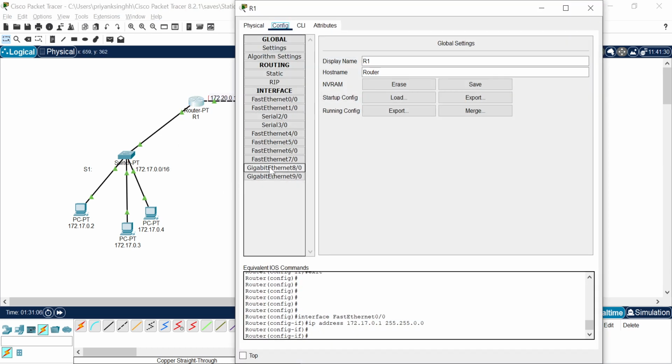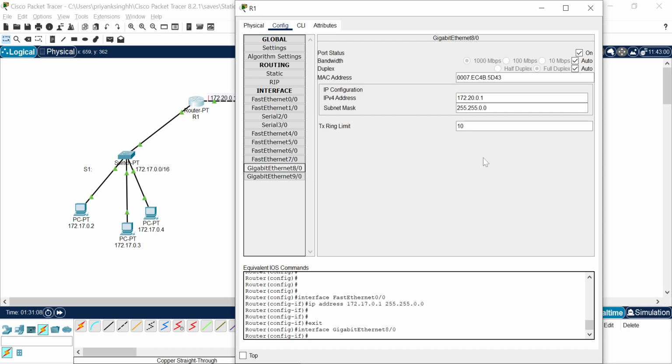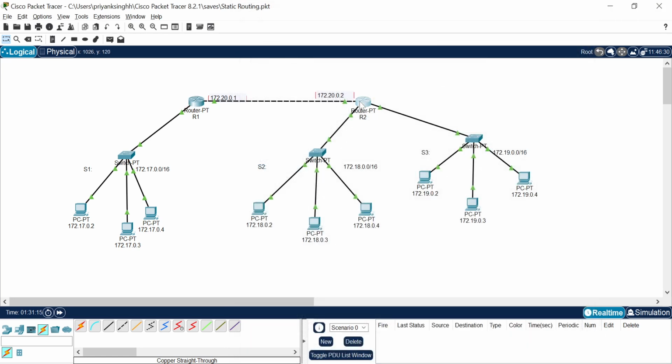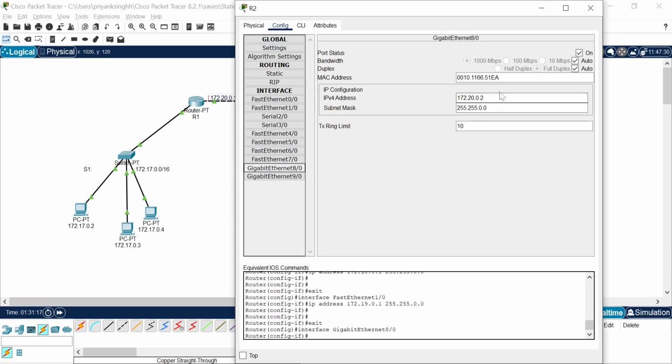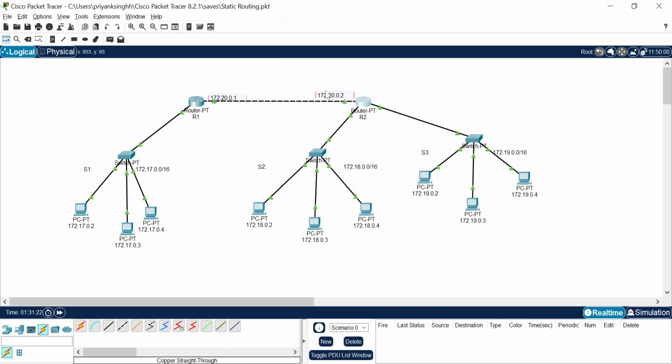When I click on gigabit Ethernet port 8/0, I have entered 172.20.0.1 IP over here for R1, and for R2 I have entered 172.20.0.2 IP over here. These two ports belong to a different network from the other networks. So I have given a 172.20 series IP address over here. This is also a class B IP address, this is also class B, and this is also class B IP address.